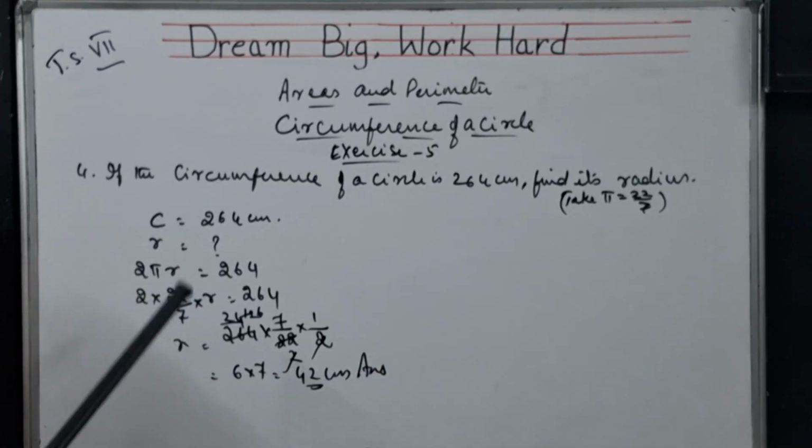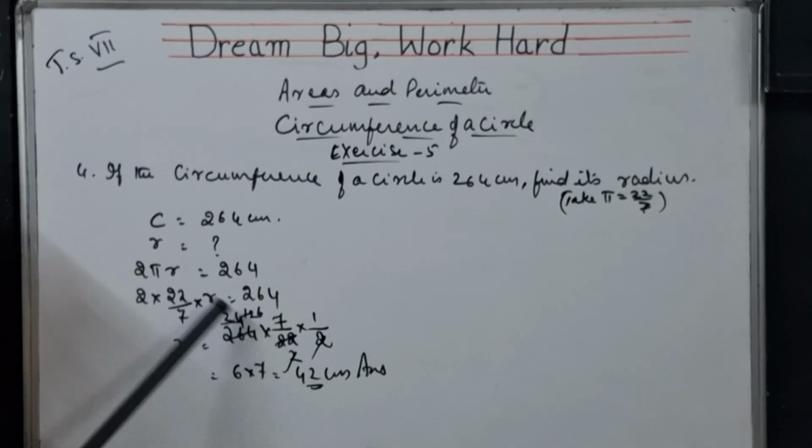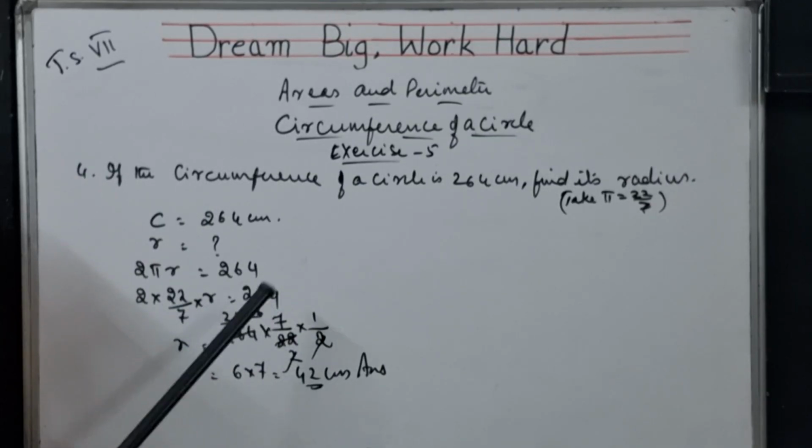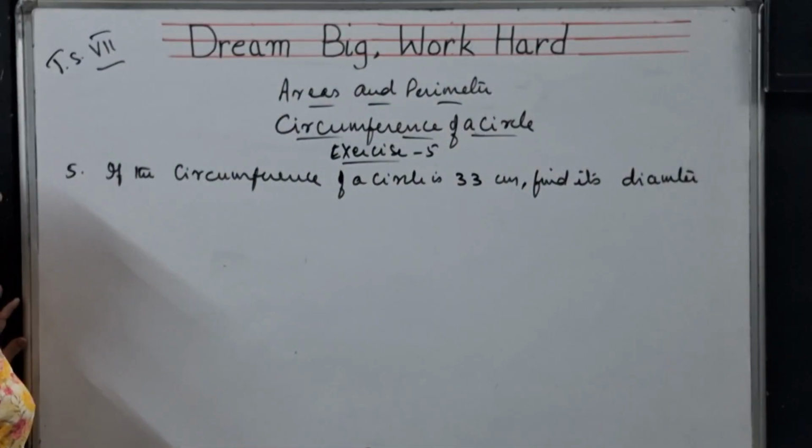So they have given the circumference and they ask you to find out the radius. 2 into 22 by 7 into r is 264. So r is 264 into 7 by 22 into 1 by 2, reciprocals, I told you already. So on simplification, I have got the radius as 42 centimeters. Please note it down. Fifth problem, children.